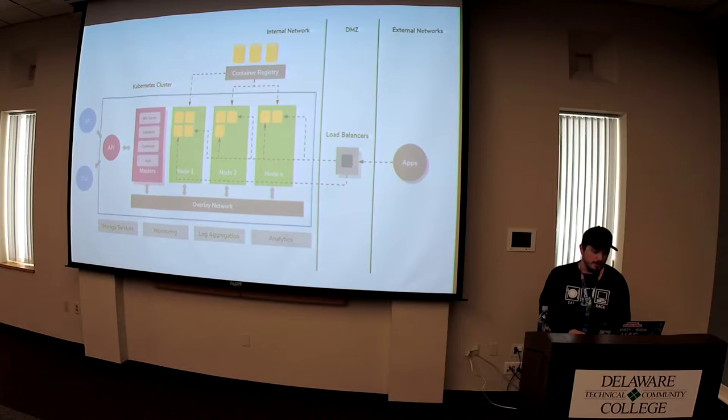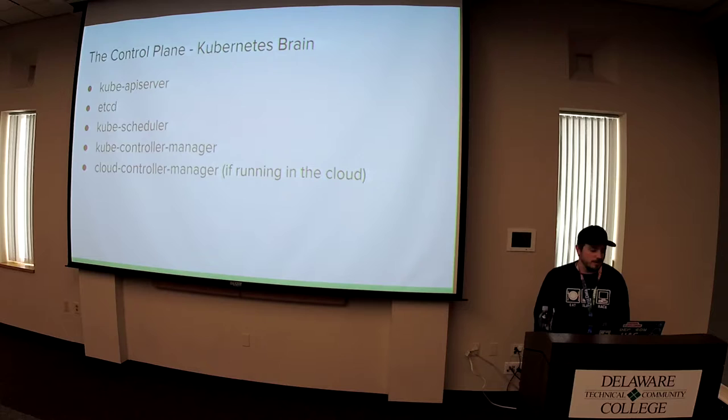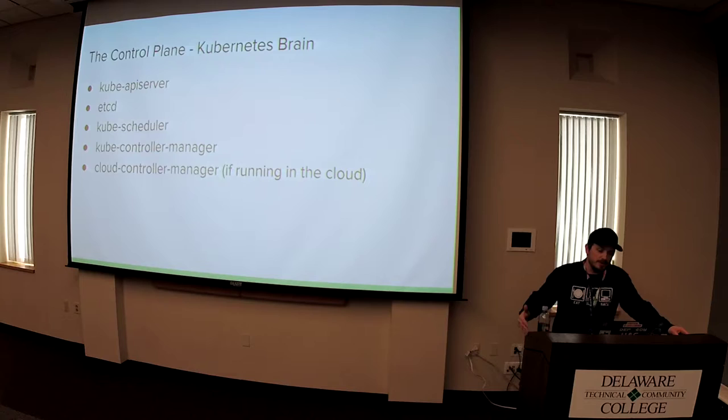All right. So the brain of Kubernetes, the control plane, that's the main part, the master server they call, the master-slave relationship terminology they use. This is usually just called the master, but it's the control plane. And it runs these components. It's usually four components, but five if you run in the cloud.